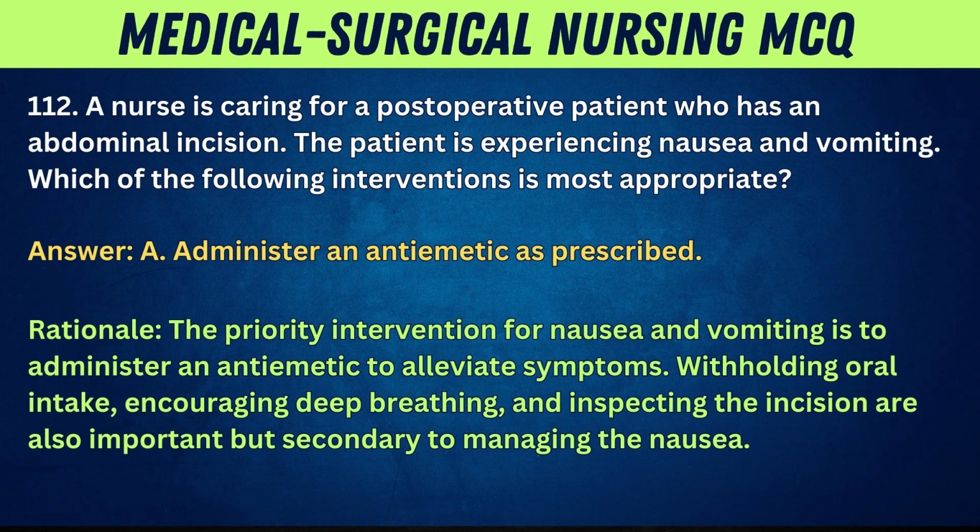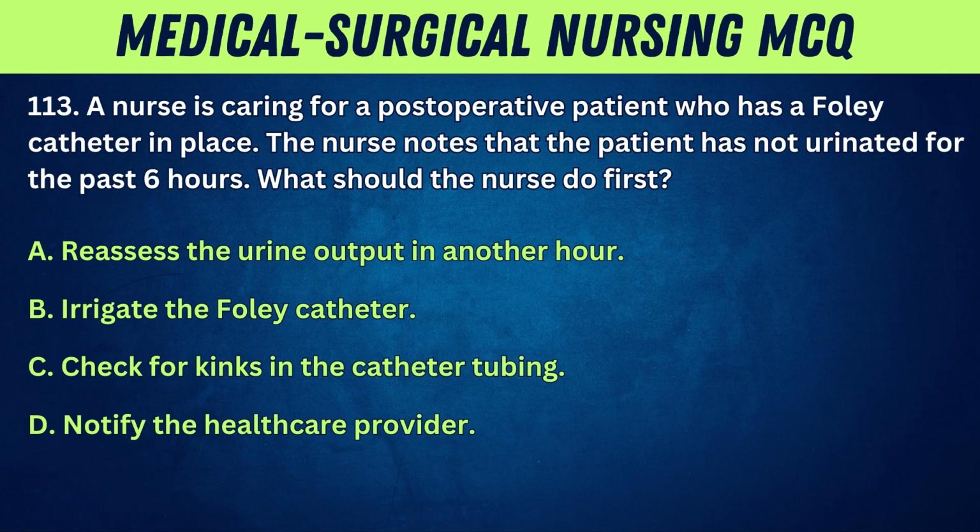Withholding oral intake, encouraging deep breathing, and inspecting the incision are also important but secondary to managing the nausea. 113. A nurse is caring for a postoperative patient who has a Foley catheter in place. The nurse notes that the patient has not urinated for the past 6 hours. What should the nurse do first?